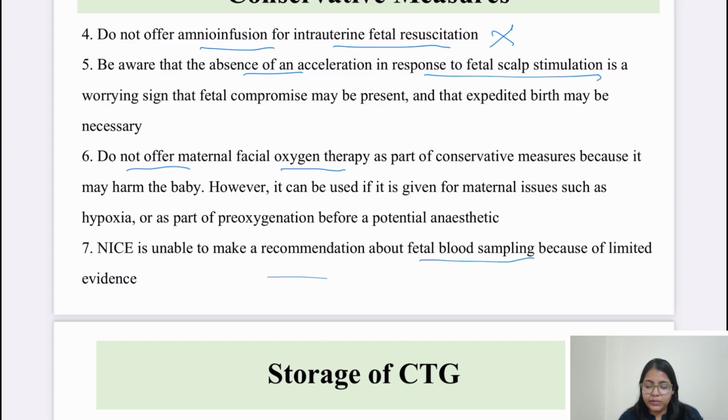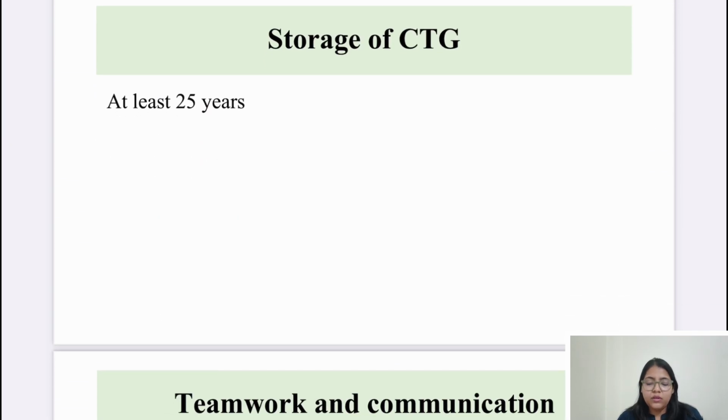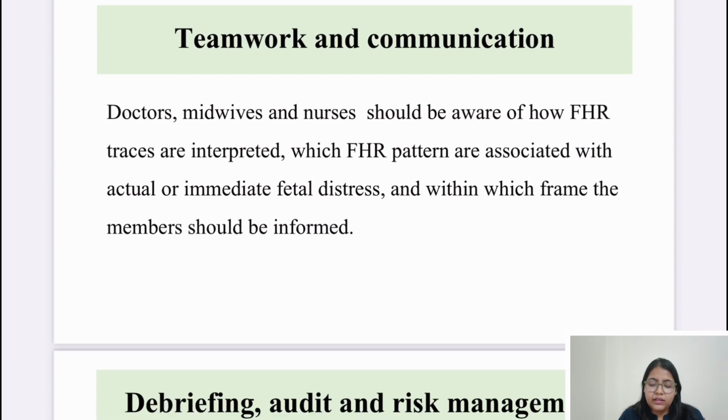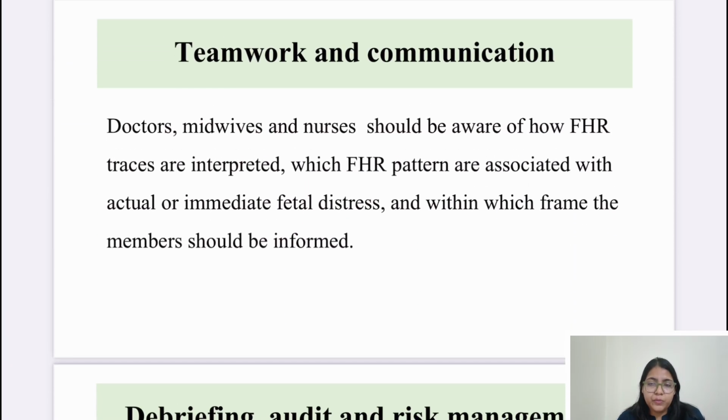Now, how long should we be storing the CTG of a patient? At least 25 years. And there is teamwork and communication. Okay, doctors, midwives, mostly in the UK. Midwives play an important part in the management of obstetric patients. So that is why the NICE guideline has taken the names of midwives in many places.